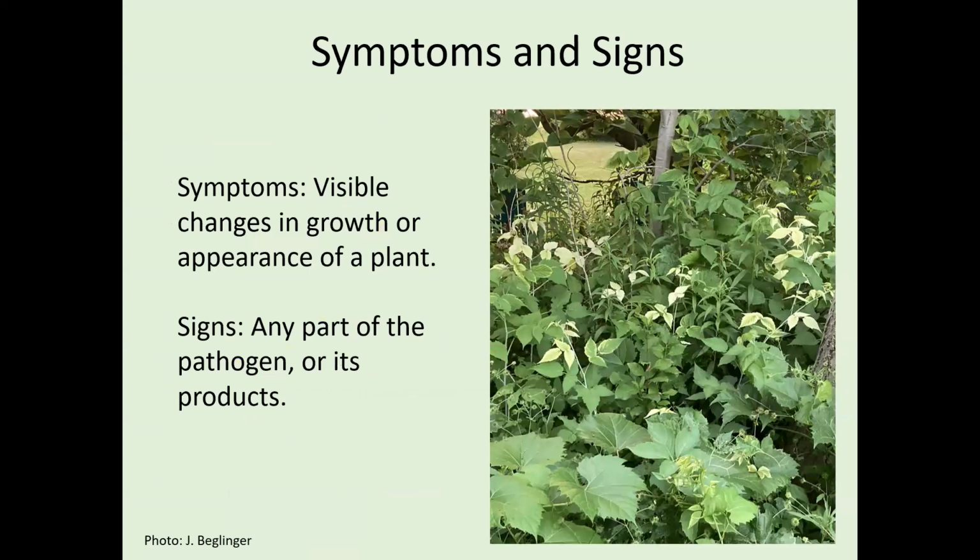And we want to talk about definitions of symptoms and signs. I get these confused all the time. I don't know why. I just can't keep them straight in my head. But a symptom is a visible change in the growth or appearance of the plant. So in the picture, you can see the raspberry plants are definitely bleached. They're very yellow. A few that still have greenish leaves have very yellow margins. That's a symptom. The sign is when we can actually see part of the pathogen.